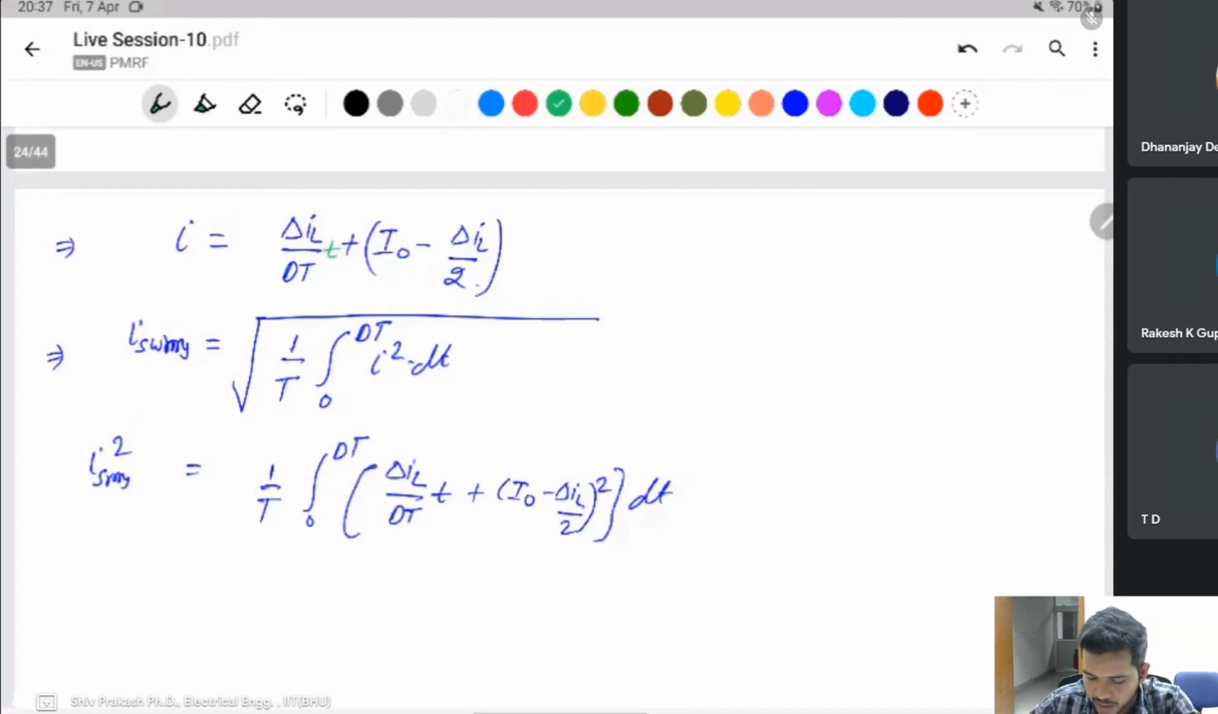Don't make the silly mistake of adding this one, delta IL by dt into t, plus this one. You can't connect it like that. That's why take it as separate only.